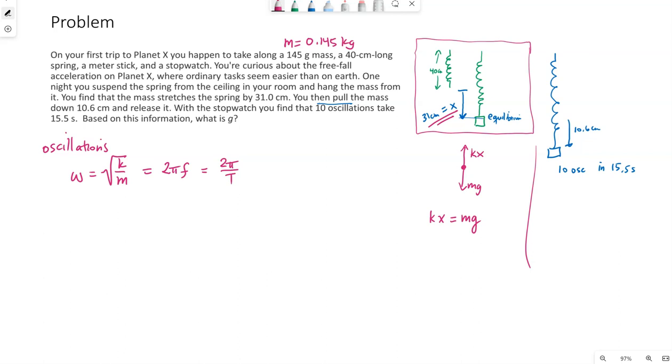All right, so 10 oscillations in 15.5 seconds. f is the oscillations per second. So I can totally figure out the frequency. Or period is the number of seconds it takes to complete the number of oscillations. So I can use either one of these. I can't say that either one is better than the other.